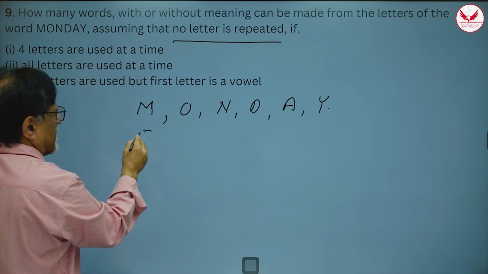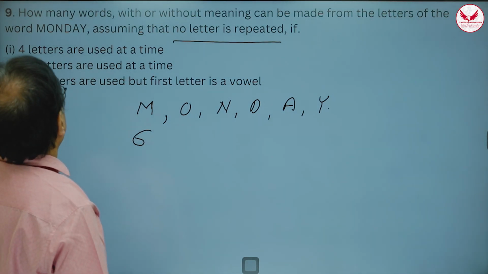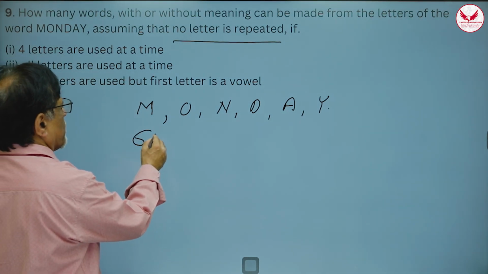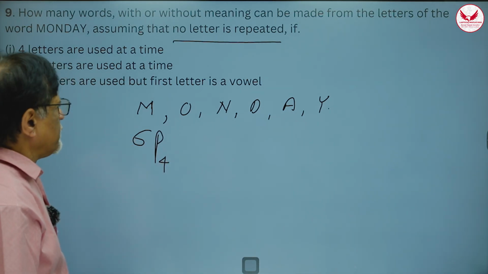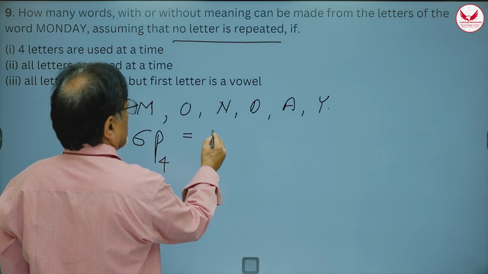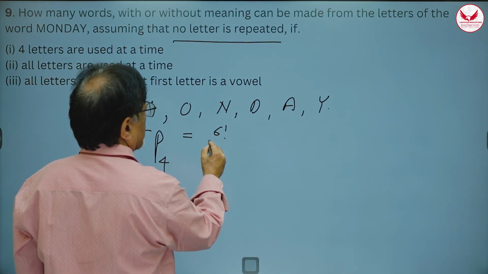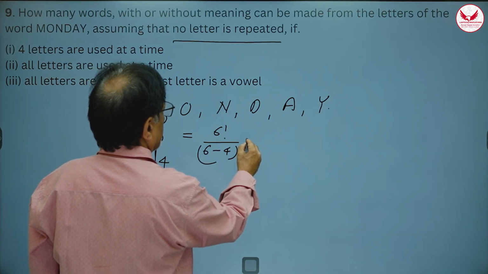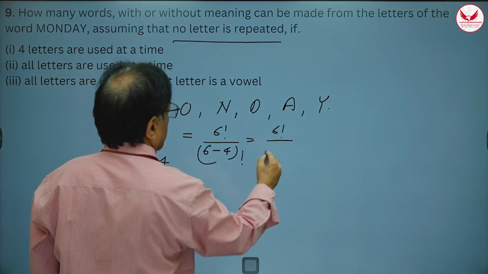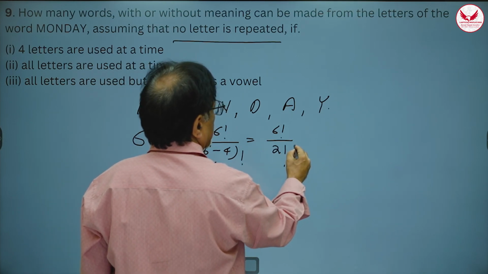So the problem can be written as 1, 2, 3, 4, 5 and 6. There are 6 letters available, right? And how many letters are to be arranged? Only 4 at a time. So the answer is 6P4. Now 6P4 can be written as 6 factorial divided by (6 minus 4) factorial. This is equal to 6 factorial upon 2 factorial.